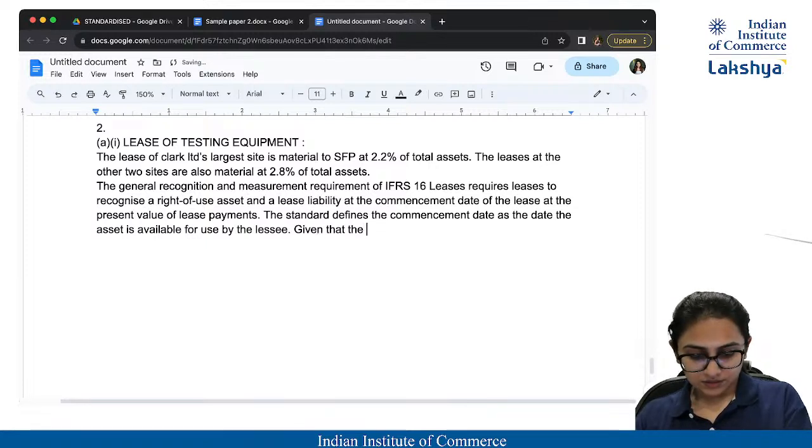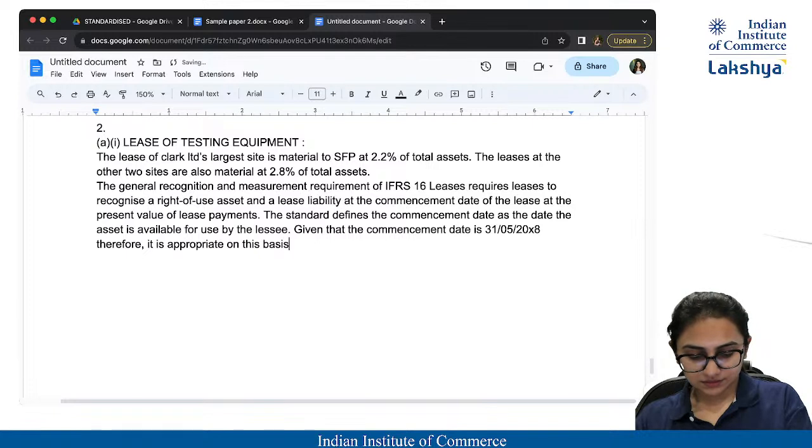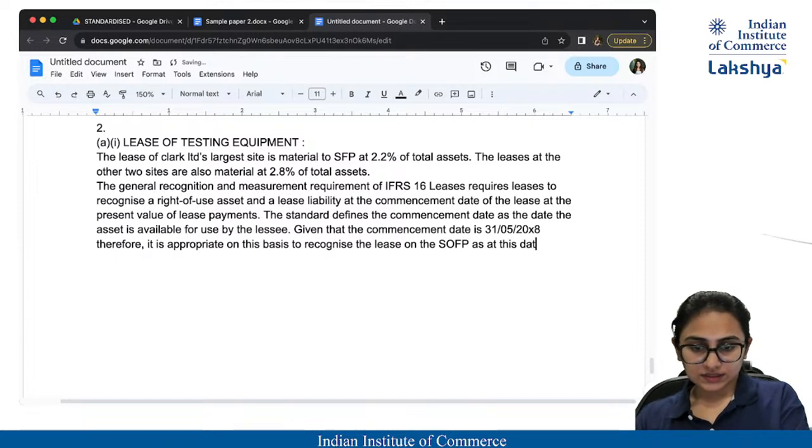Given that the commencement date is 31 May 20x8, it is appropriate on this basis to recognize the lease on the SOFP as at this date.